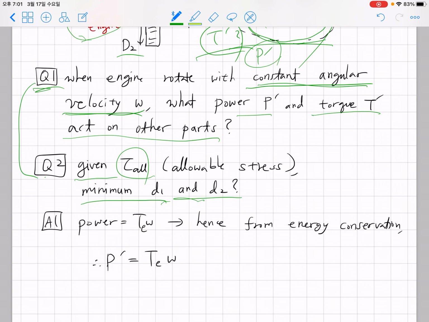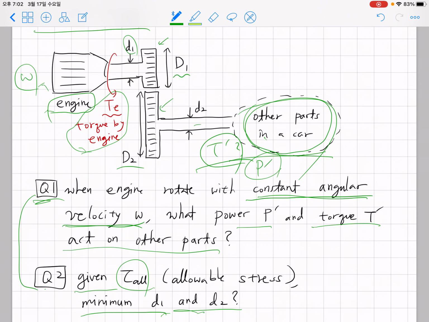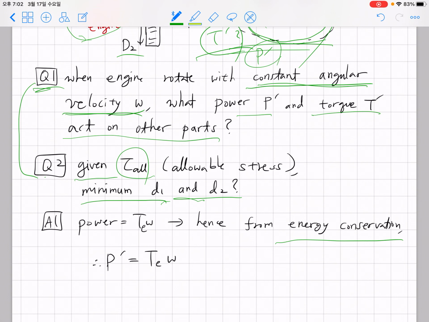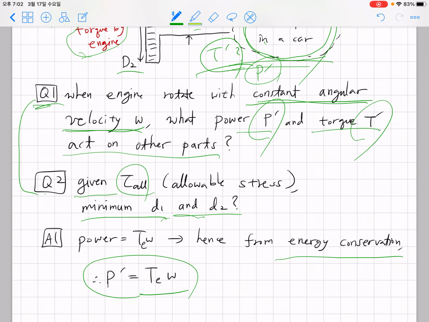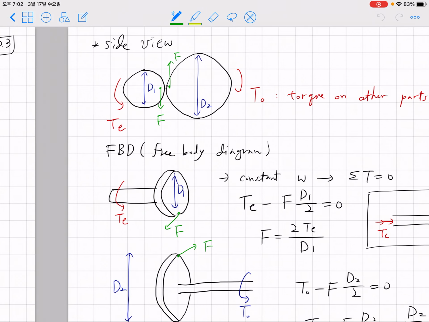As I told you, we are not considering any noise and heating problem, so there is no energy dissipation. Then what you can expect is energy conservation. So from energy conservation, the power given from the engine must be delivered 100% to the other parts of the car. So P and P prime must be equal to each other. And P is T multiplied by angular velocity W, and that's the answer for P prime. What will be the torque T prime? That gives us a little bit more fun.